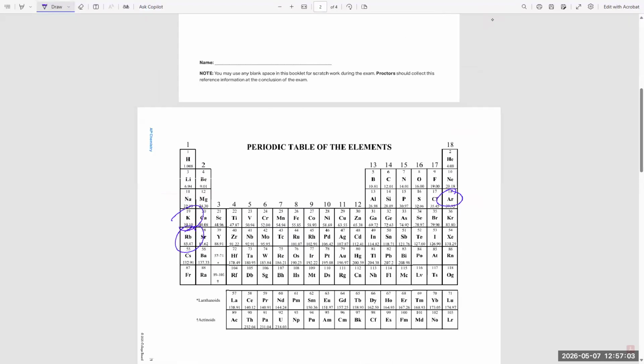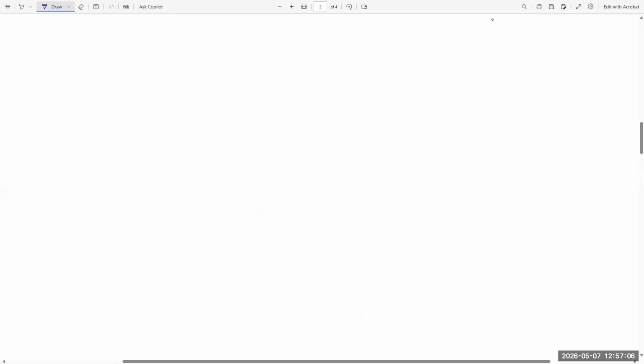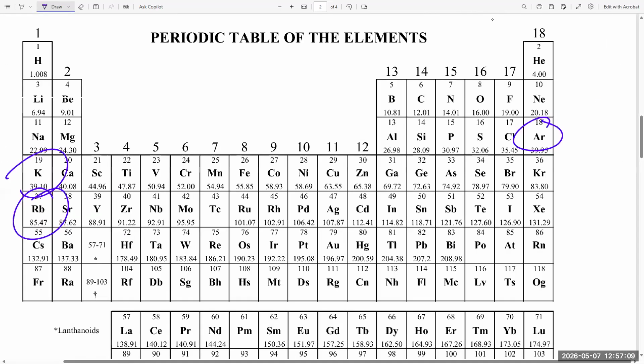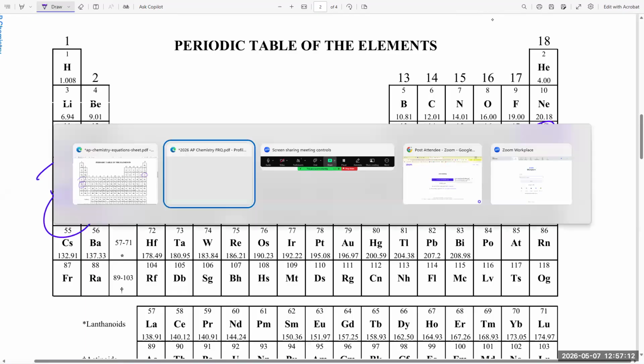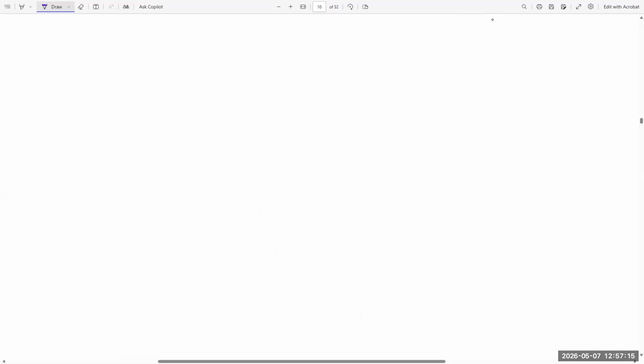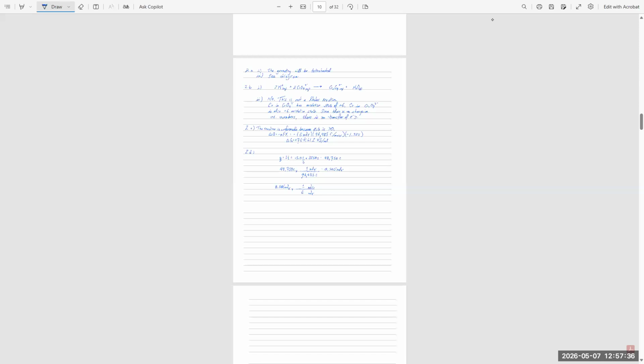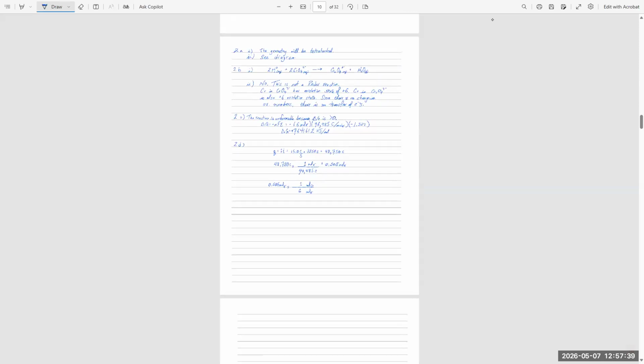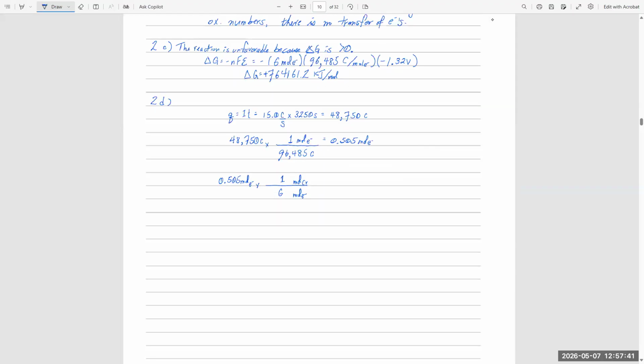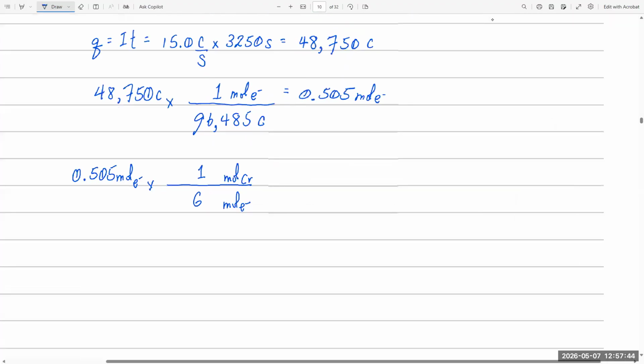Chromium is what? Uh-oh, my computer's not liking it. Man, I would hate to redo this. 52.00, right? Please, computer, work with me. Uh-oh. I'm going to pause for a second. Oh no, I said I'm going to pause for a second and came back. I need to threaten to restart this computer. My computer's not happy.